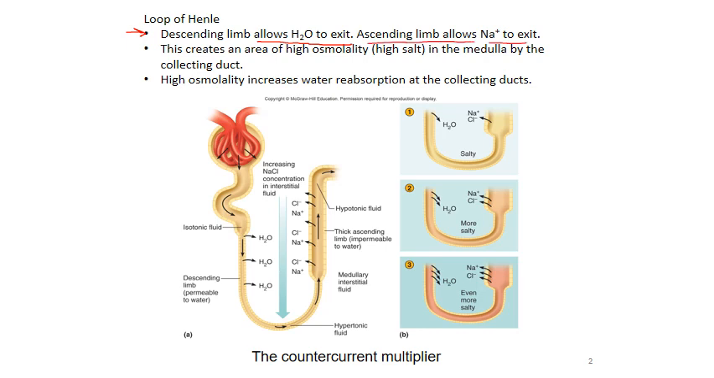Now, what this really does as a result: the water is coming out from the descending limb, and sodium chloride comes out from the ascending limb. The deeper it goes down here, it makes this outer part even saltier. This is known as becoming more hypertonic or hyperosmotic, which just means salty. So if you look here, the more sodium chloride comes out, the more salty it becomes.